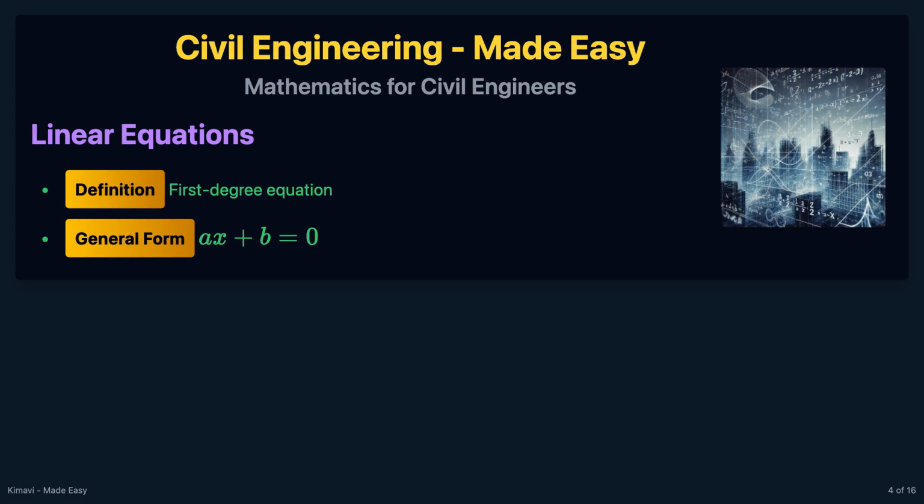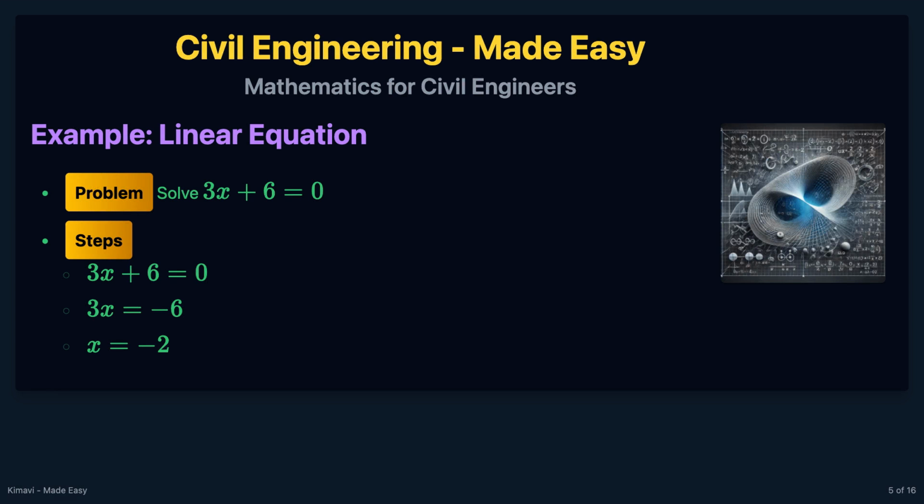A linear equation is an equation of the first degree, meaning it has no exponents greater than 1. The general form of a linear equation in one variable is ax plus b equals 0, where a and b are constants, and x is the variable.